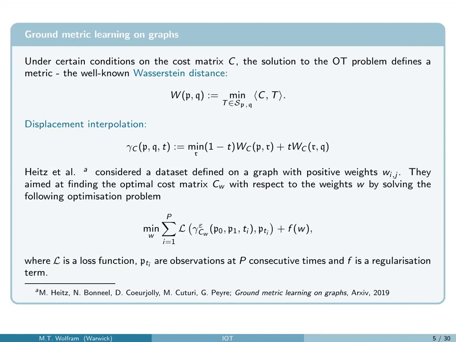What is well known, as we have already heard before, is that if my cost matrix defines certain conditions, then the solution to my optimal transport problem defines a metric. In this metric, I can now interpolate, or find the geodesic which connects my two probability measures, P and Q. This is the well-known McCann interpolation. These are just straight lines in my Wasserstein space.